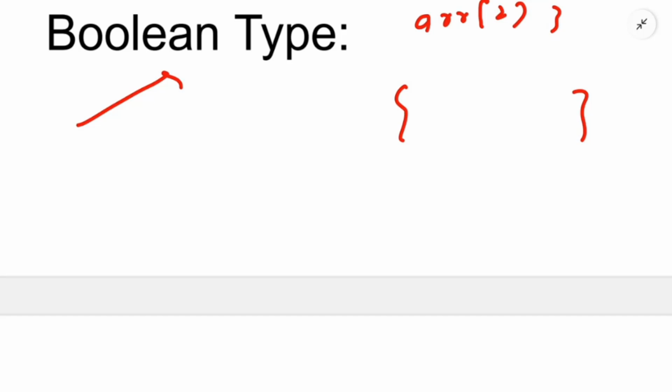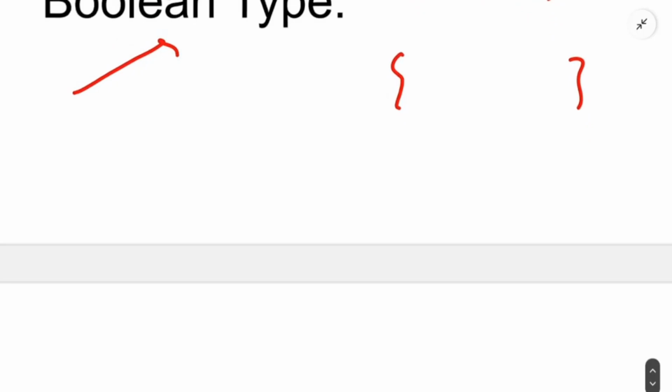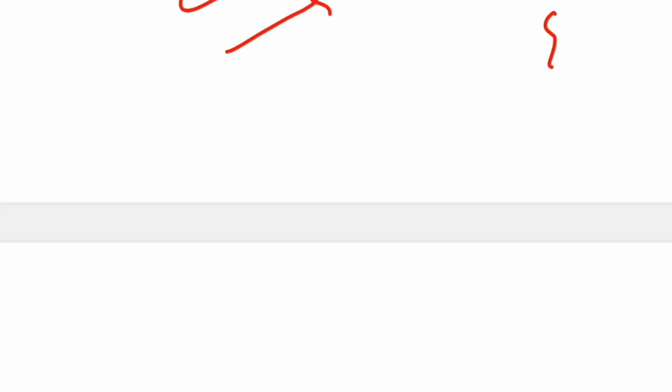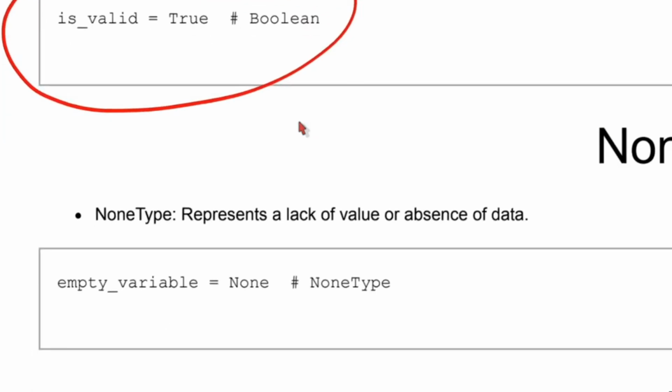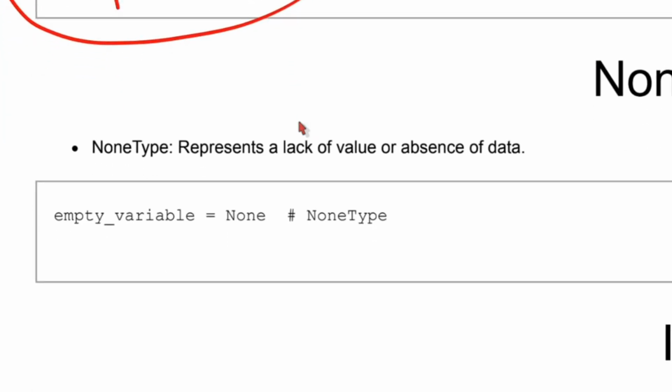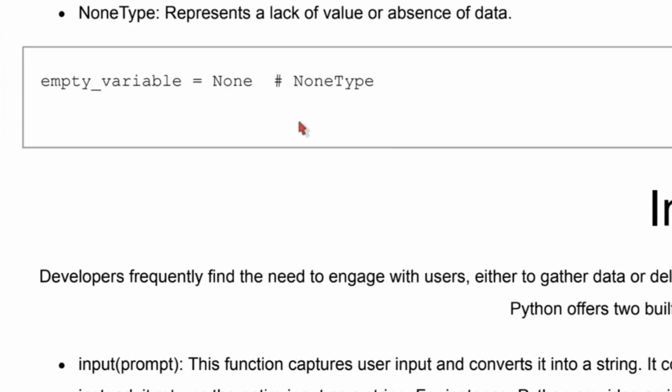For example, is Umar Bashir present in the class? The answer is yes or no, true or false: true. Let's say, is Ronnie Coleman in the class? No. So there are yes or no values for some things. They are called Boolean data types, so they either take the value true or false. For example, in the code itself, we can mention is_valid is equal to true, that this value is true basically.